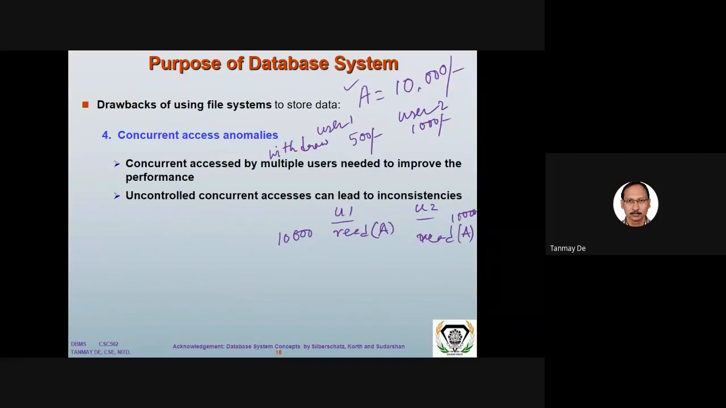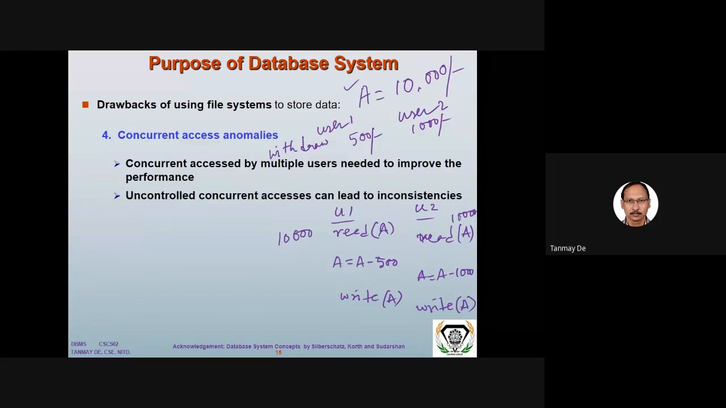Suppose after that, for the withdrawal, one removes 500 rupees from account A, and the other also removes an amount: A minus 1,000. Then this one writes A in the database, and this one writes A in the database. That is, user one writes here and user two writes right after that.